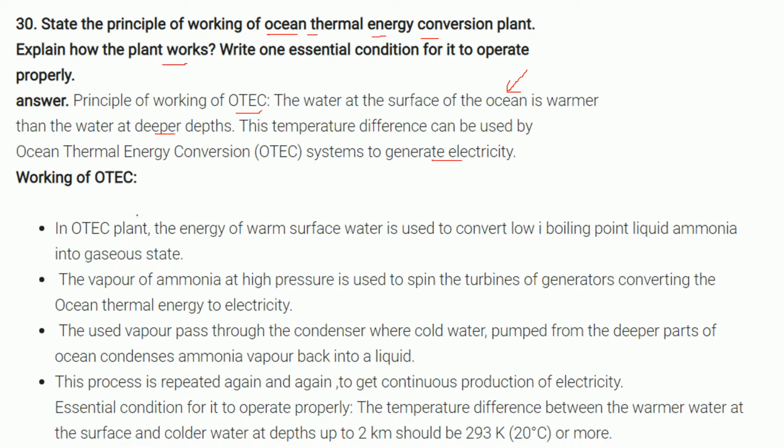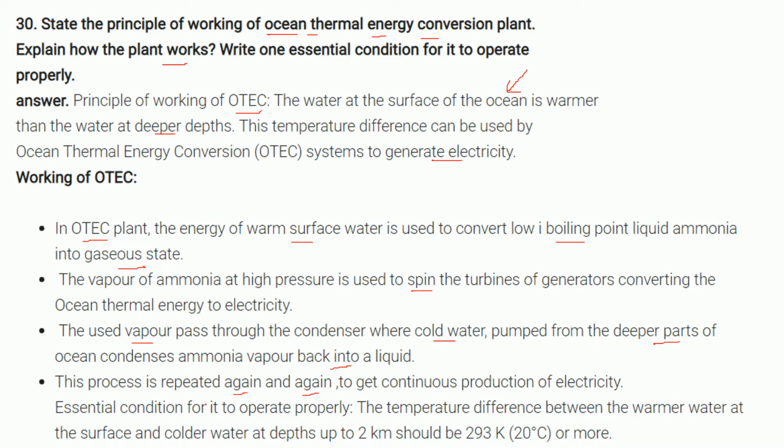How does it work? Now in an OTEC plant, the energy of the warm surface water is used to convert low boiling point liquid ammonia into gaseous state. Now the vapor of ammonia at high pressure is used to spin the turbine of generators, converting the ocean thermal energy into electricity. The used vapor passes through the condenser, where cold water pumped from the deeper parts of the ocean condenses the ammonia vapor back into liquid. And this process is repeated again and again to get continuous production of electricity.